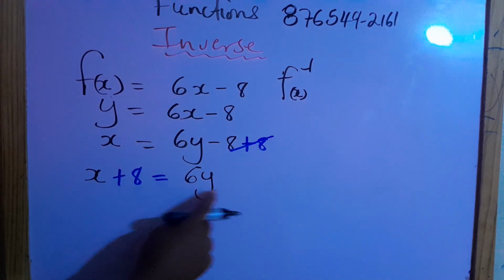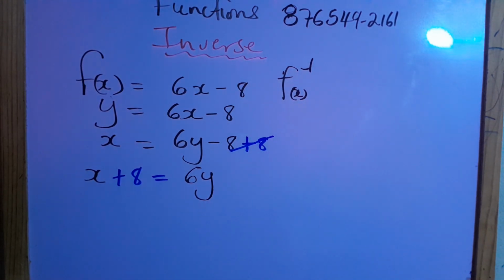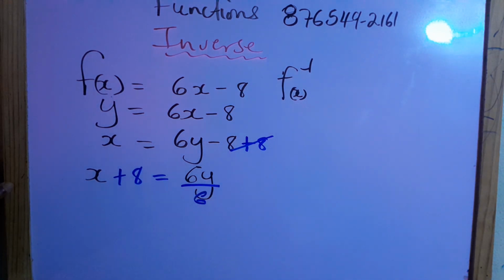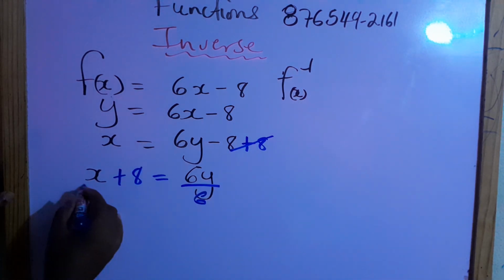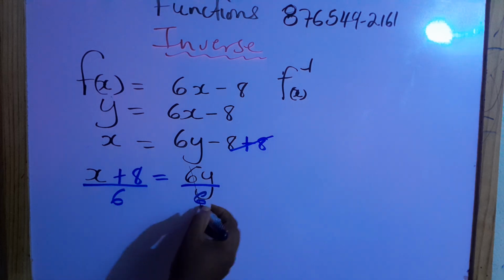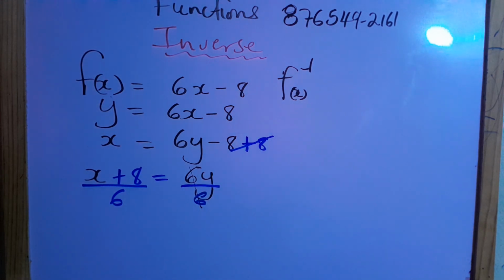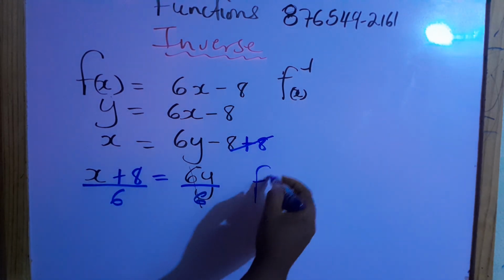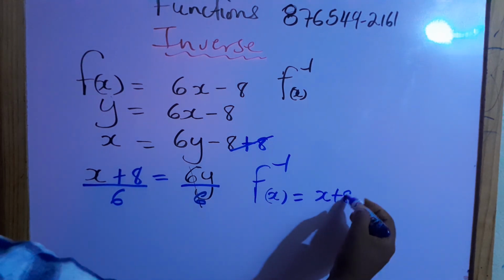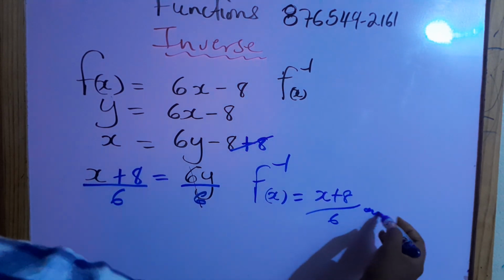So what's the inverse of multiplication by 6? That would be to divide by 6. But remember, what we do to one side, we're supposed to do to the next side. So because we divided by 6 here, we have to do the same here. So the inverse of f is equal to x plus 8 over 6.